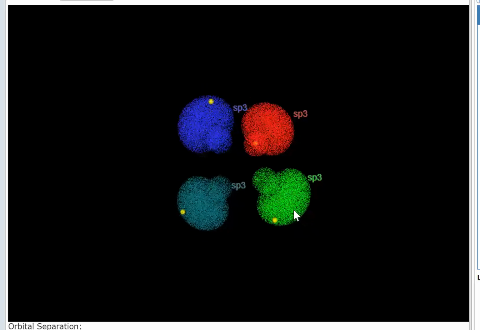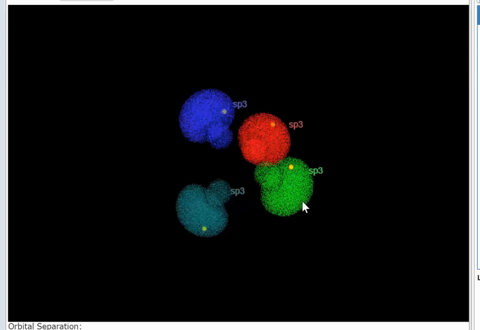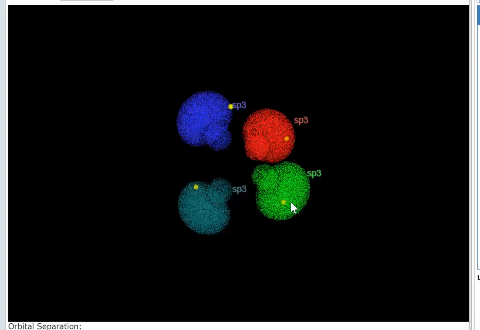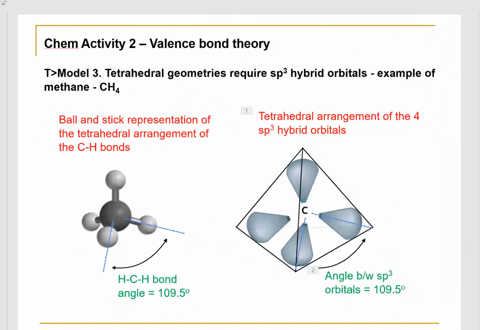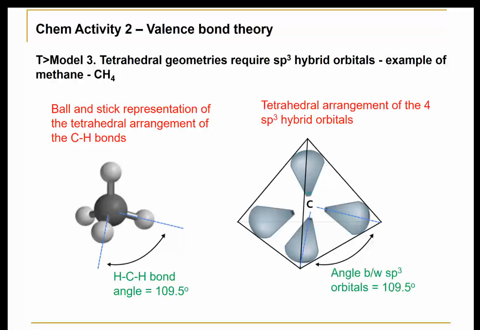You can see that their shape looks something like a mushroom, and their geometry indeed represents the tetrahedral orientation, which is necessary for an sp3 hybridized carbon. So now back to the slides. I'm just going to open this up and bring us back to where we were.